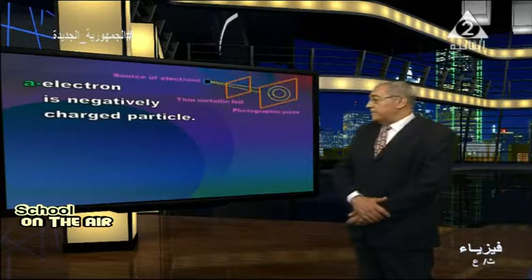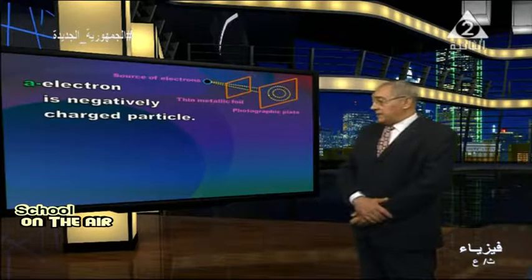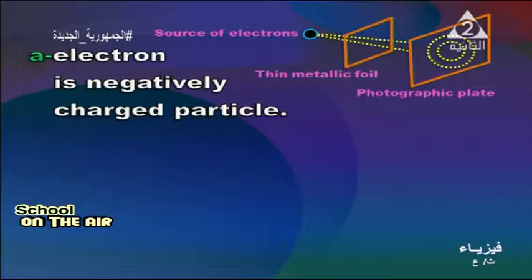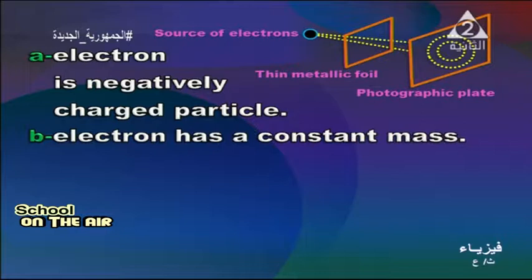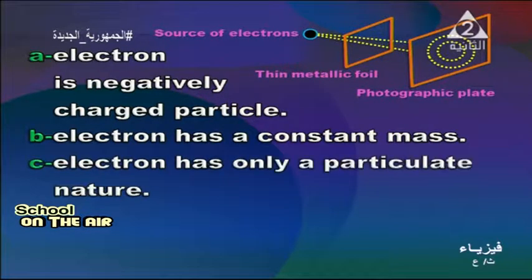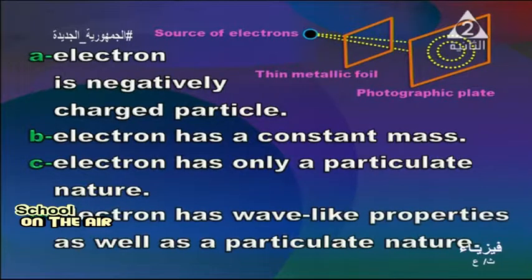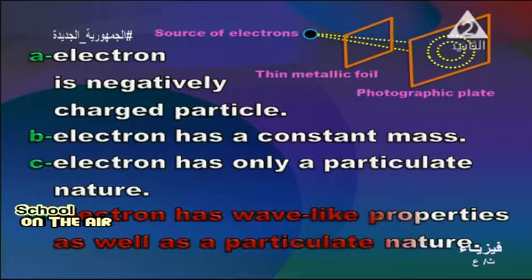The electron is negatively charged, but this has nothing to do with the experiment. Electron has a constant mass, also has nothing to do with the experiment. When we've got an interference pattern, this proves that the electron has wave-like properties. Electron has wave-like properties as well as a particulate nature. This is the right answer, of course.